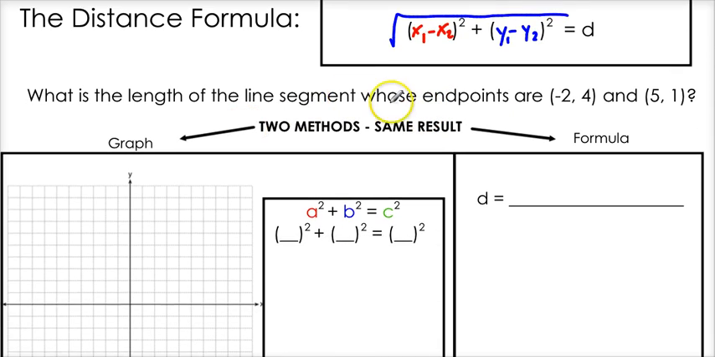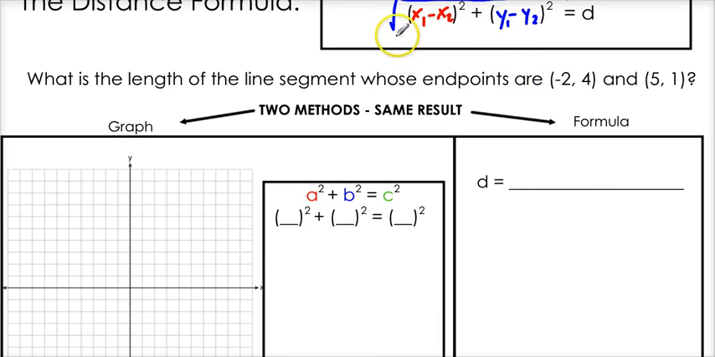So let's give it a shot. Let's find the distance between 2 points. We're going to use the distance formula, and we're going to do graphing. So what is the distance? What is the length of the line segment whose endpoints are (-2, 4) and (5, 1)? We want to find this length.